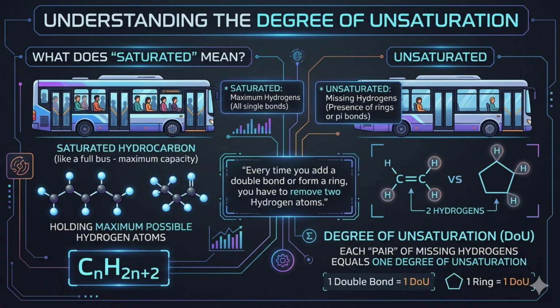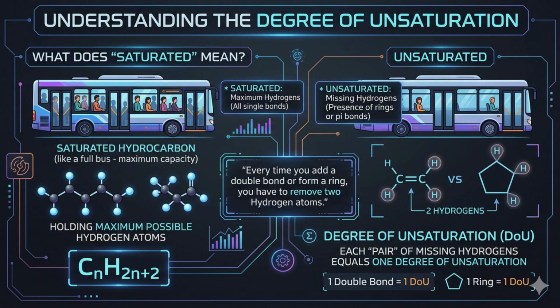Ever wonder why some fats are called saturated and others unsaturated? In organic chemistry, the secret lies in the number of hydrogen atoms. Let's break down the degree of unsaturation using a simple analogy, a city bus. First, think of a saturated hydrocarbon as a bus at maximum capacity. Every single seat is filled with a hydrogen atom. In chemistry terms, this means the molecule has only single bonds and follows the golden formula, CnH2n+2.